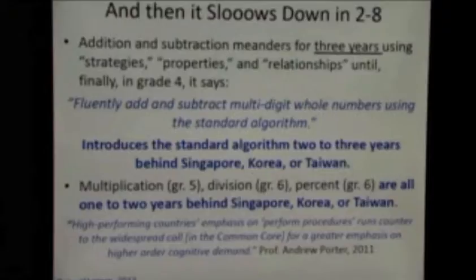Next. But then it slows down. It slows down so much that five years later, they are about one or two grades behind. We already mentioned here the issue of multiplication, so I will not dwell on this particular chart except to point to the bottom, which was also mentioned by the previous speaker. Finding by Professor Harry Porter: high-performing countries' emphasis on performing procedures runs counter to the widespread call in the Common Core for greater emphasis on higher-order cognitive demand. In other words, this is not what high-achieving countries are doing.